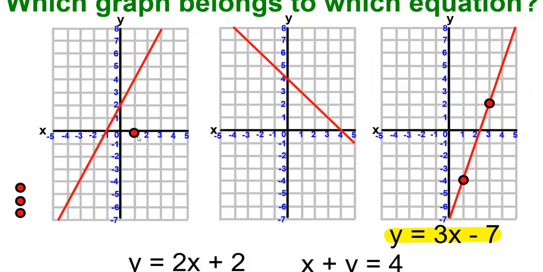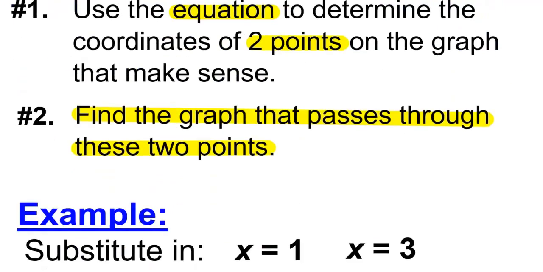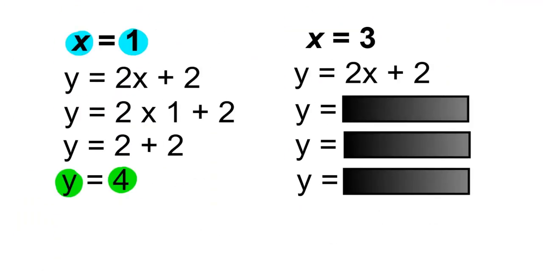So when x is 1, y is 4. It does work on this graph. Let's see if it works on the other graph as well though. x is 1, y is 4. It does not. So that point will go in the first graph. We'll now confirm by trying x is equal to 3.